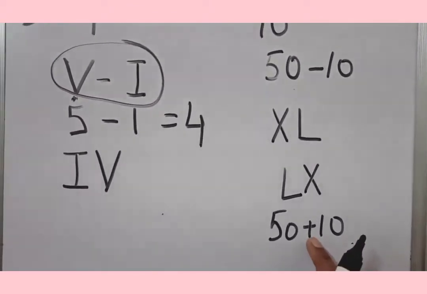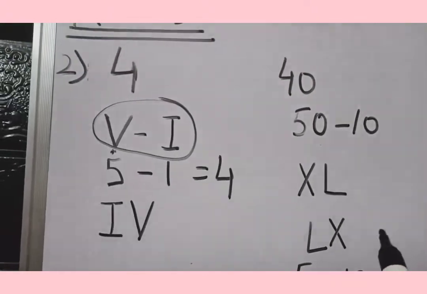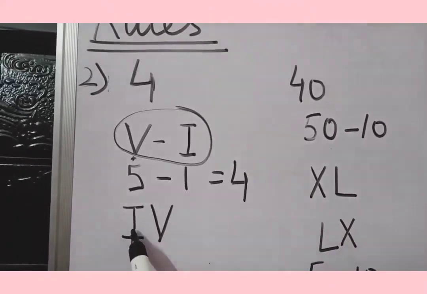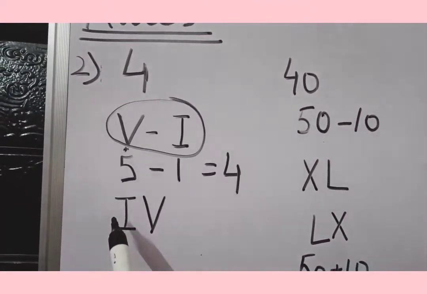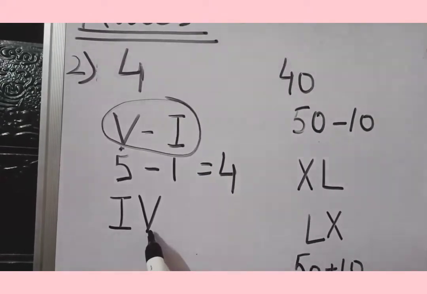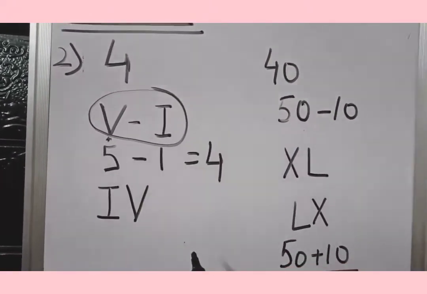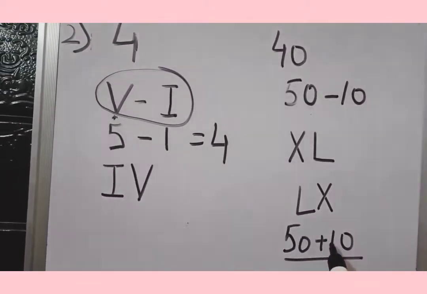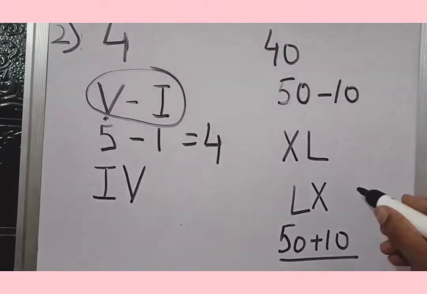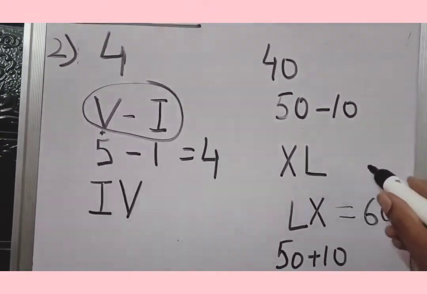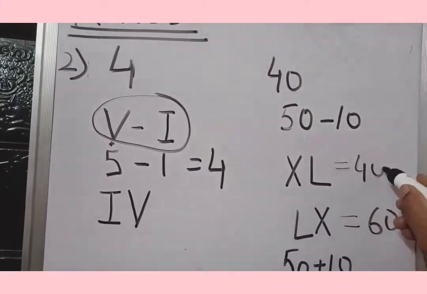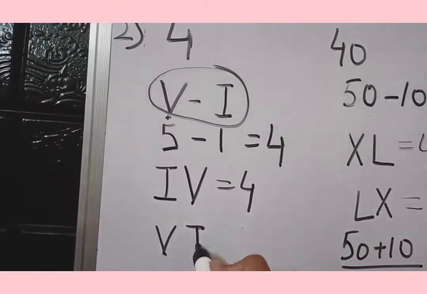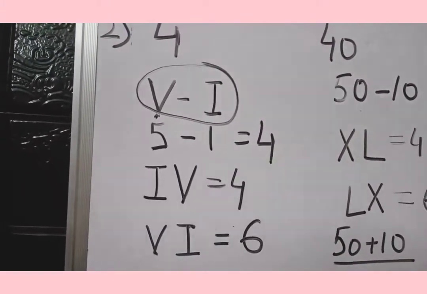So I hope it's clear. The rule says when an alphabet carrying smaller value lies on the left of the alphabet with greater value, they are subtracted. But in case the smaller value is on the right side of the greater value, they are added. So this stands for 60 and this is for 40. The same way over here it stands for 4, and if I write V and I, it will be 6.